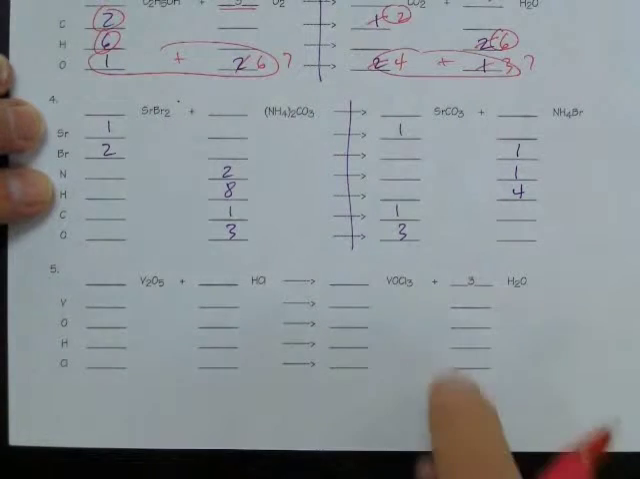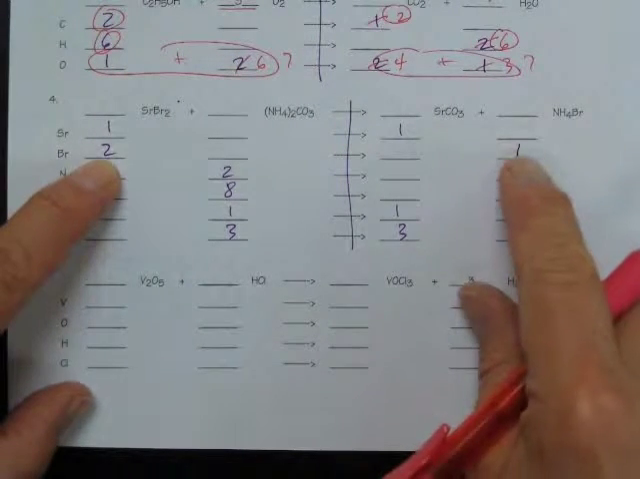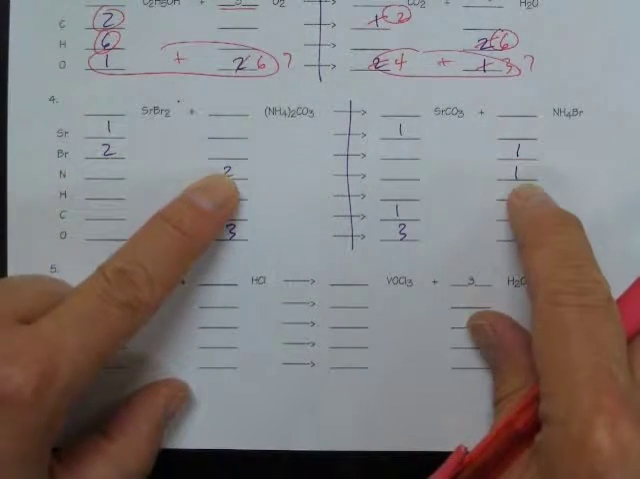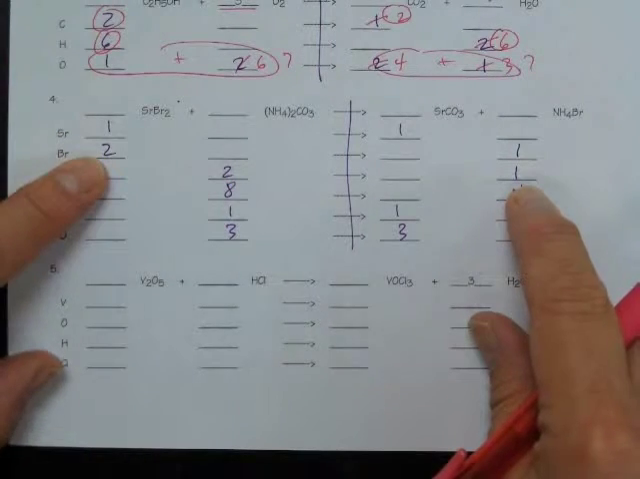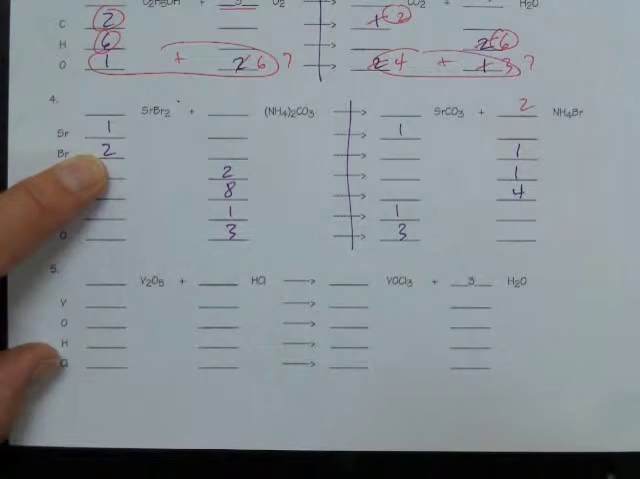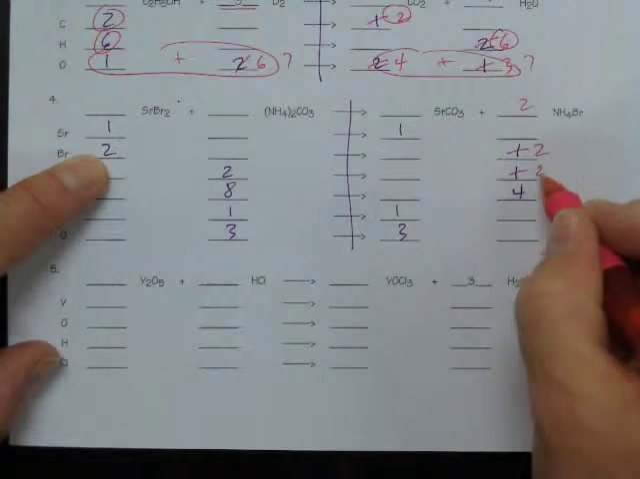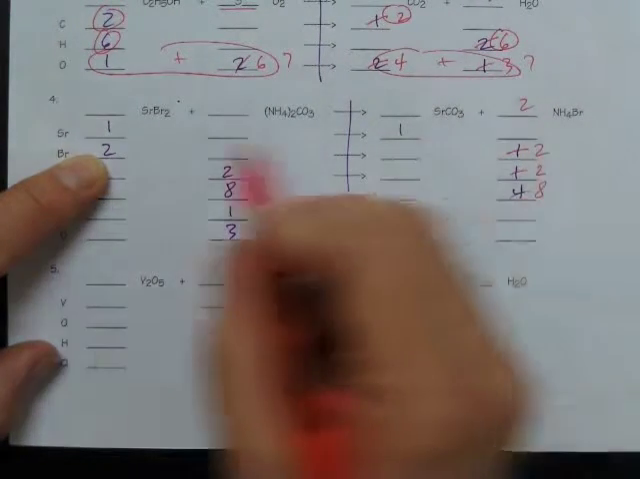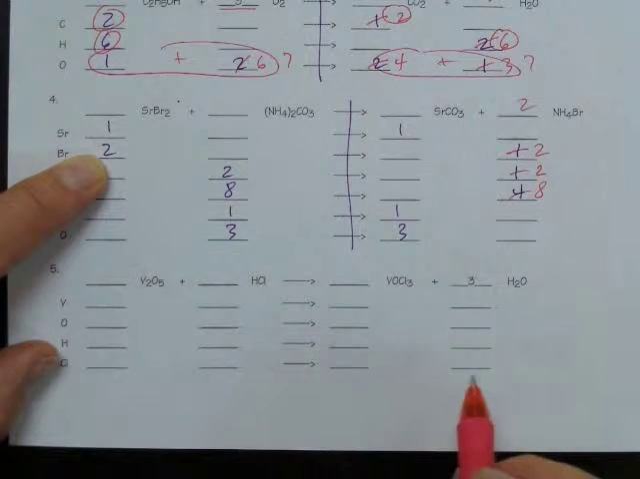Look for things that are easy to start with, like 2 and 1, or 2 and 1. We can get that to fix. Let's fix that right here with the bromine. Let's multiply by 2. Then everything here gets multiplied by 2. Now this matches this. Let's see.